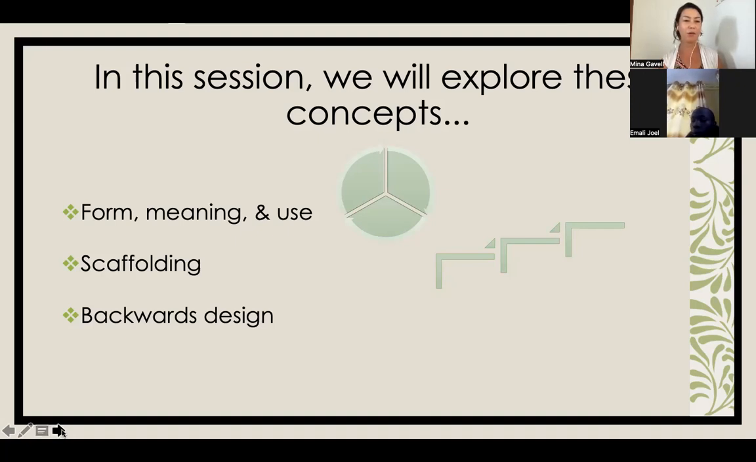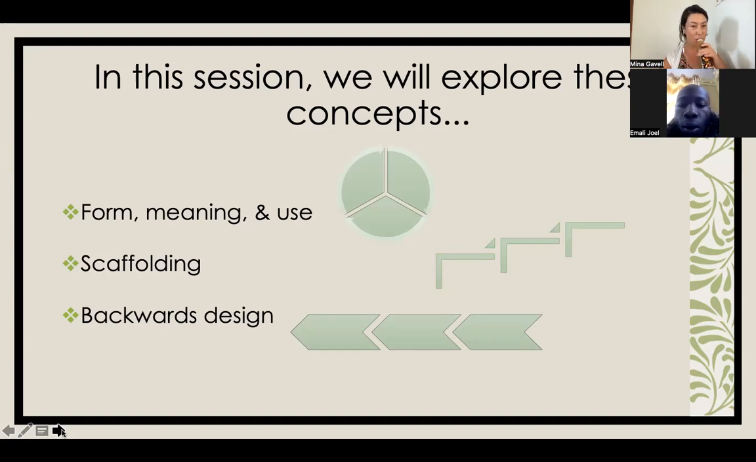And then also we're going to look at this idea of backwards design. Backwards design is also something that's not just related to grammar. In fact, we'll talk briefly about some other areas of life where we can apply backwards design. But I think it's especially helpful when designing grammar lessons.